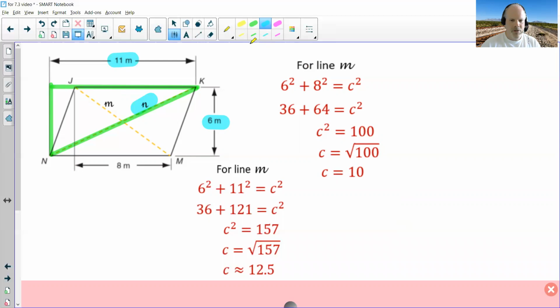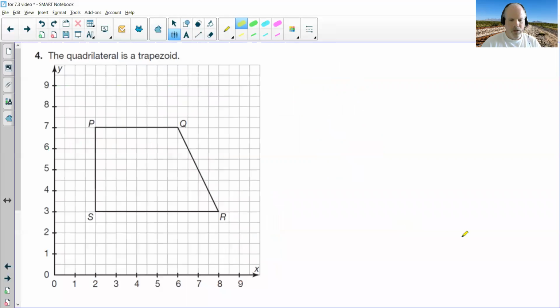So now we have two diagonals. We have M and N. So let's look at the homework. There are only two problems on the homework. And you were supposed to find the length of all diagonals. So in this first problem, let's mark the diagonals.